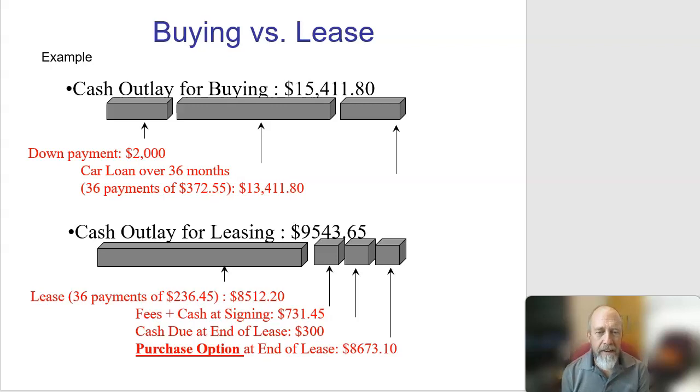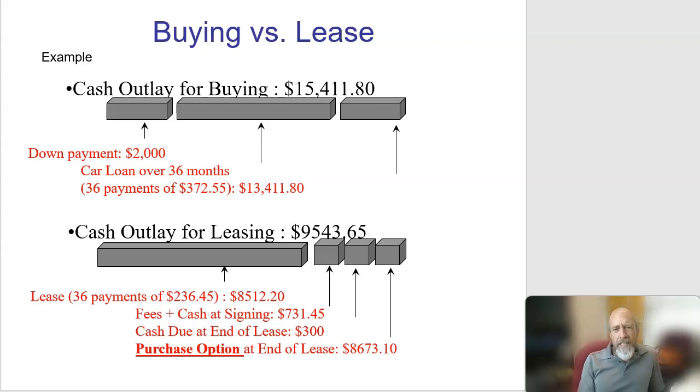And then the leasing outlay is looking at this. What it does is it knocks down that monthly payment to $236.45. You have a much lower fee and fees and signing, which is much lower. But it does have a cash due at the end of the lease. And you also have the purchase option. You have the option at the end of the lease to either return the vehicle or to purchase the vehicle at the end of the lease.